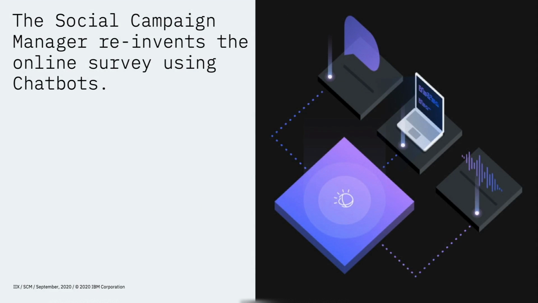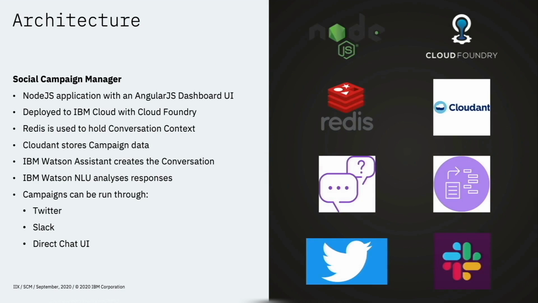The Social Campaign Manager aims to improve the user experience for the survey taker. It does this through the use of chatbots built on top of IBM Watson services. The survey is delivered in a conversational way through user interfaces that most users will already be familiar with. The intelligent capabilities of the Watson Natural Language Understanding service are used to ask more probing questions and provide improved insights from answers that traditional surveys cannot deliver.